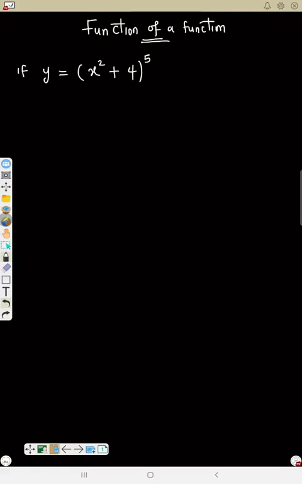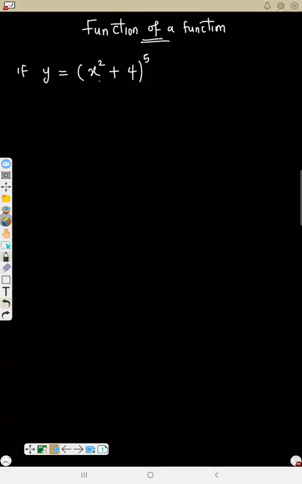Now if that power 5 is not there, it will be like a normal one. If I ask you to differentiate what you have in the bracket now, what are you going to get? Yes, you are going to get 2x plus 0. Why 0? Because that 4 does not have any x. So that's what you will get. But now there is power 5 here. So that means it is now function of a function.